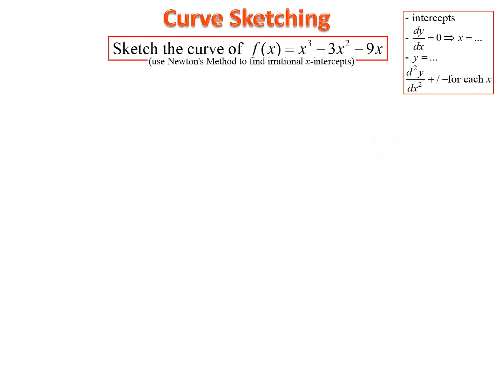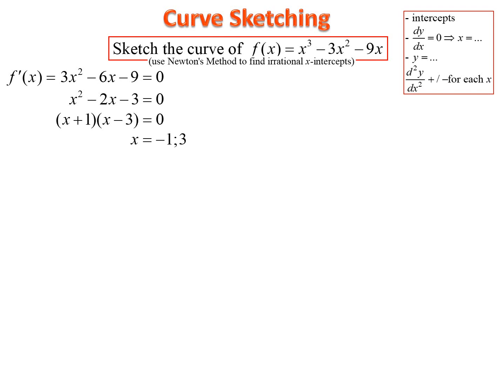Right, here's the first example. Pretty straightforward cubic, but you need Newton's method to find the irrational x-intercepts. So let's go with the stationary points. Derivative equal to 0, and we're going to solve for x. So we now have the x values of the stationary points.